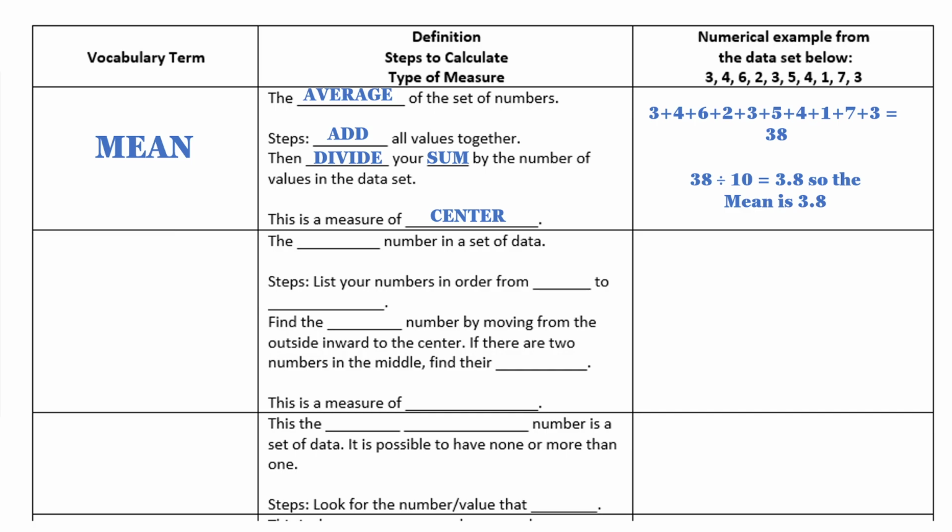We're just trying to figure out what most of the data is close to. That's why this is called a measure of center. We're trying to figure out what number most of the data is close to. So if we find the average, that'll help us know that.